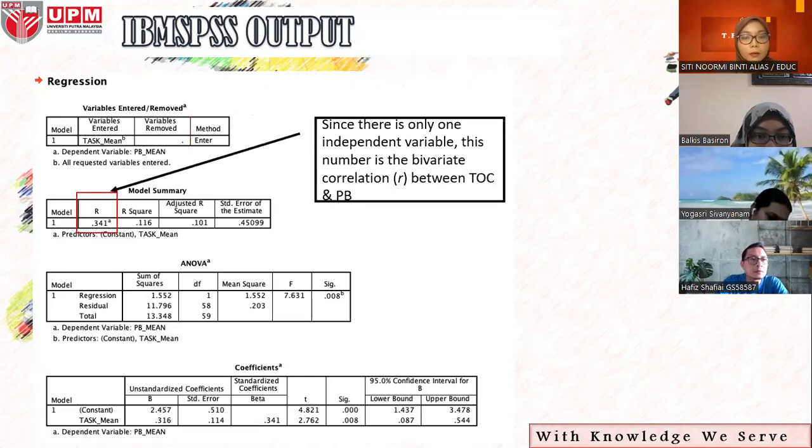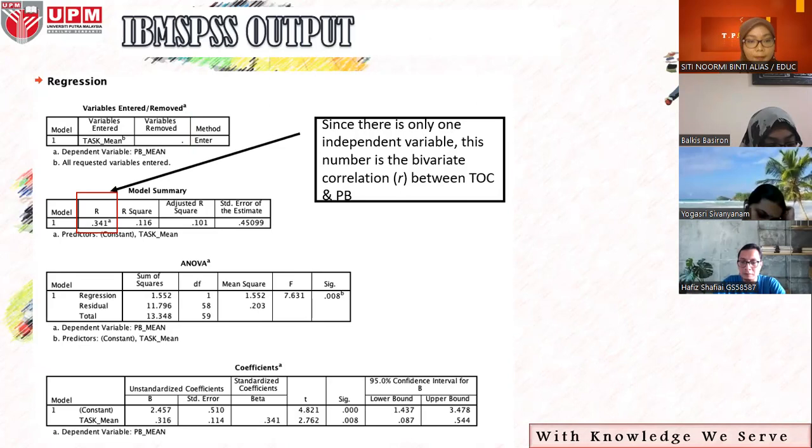Okay, the second table model summary. So model summary ni will indicate the overall model. Tadi yang hypothesis, the earlier hypothesis is related on the overall model. Okay, so since there is only one independent variable, so this is the bivariate correlation. Untuk R value ni, so capital R ni, the way we read the R value is similar to the way we read Pearson product moment correlation coefficient. So R in simple linear regression similar to small r in Pearson product moment correlation. Okay, so R equals to 0.341. So that's why the value is similar.